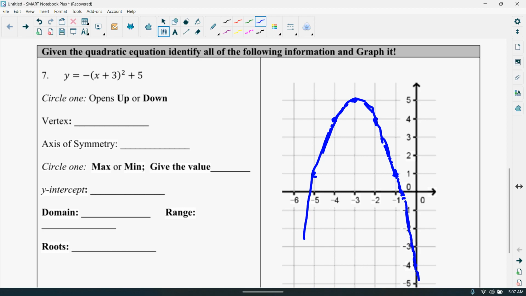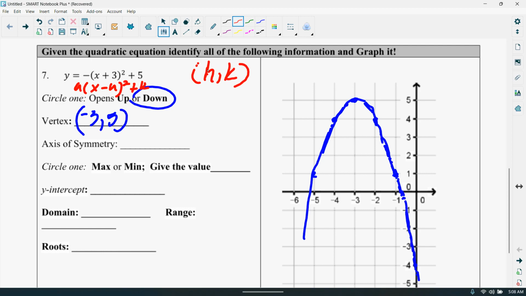So if this opens down, we saw the vertex was (-3, 5). Also, because this is in vertex form, remember it's parentheses x minus h squared plus k. Your vertex is always h comma k, and we basically do the opposite sign when we take it out of the parentheses. So that's why this was a -3. Your axis of symmetry goes through this vertex point. It's the vertex line, so this is x equals -3.